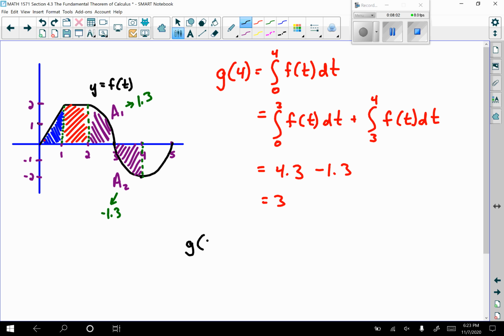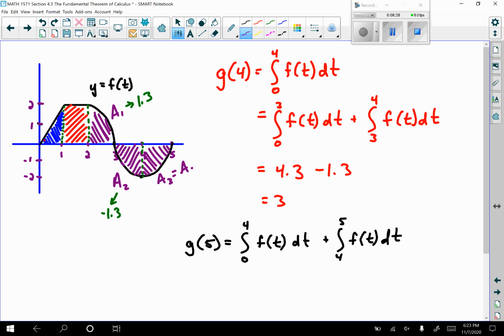And now g of 5. We could just go ahead and say it's the integral from 0 to 4 of f of t dt plus the integral from 4 to 5 of f of t dt. And again, this was intended to be the same as what's over here. It's symmetric. So this area is actually going to equal this area over here. So this is another negative 1.3.